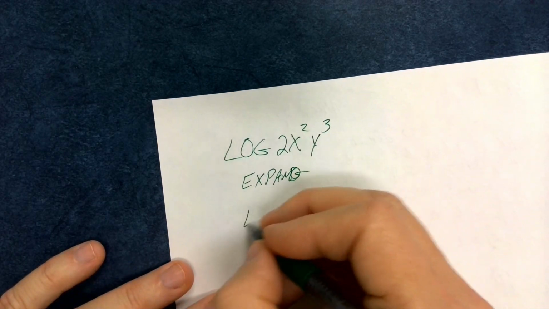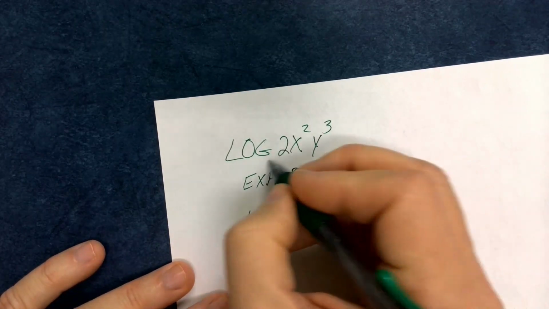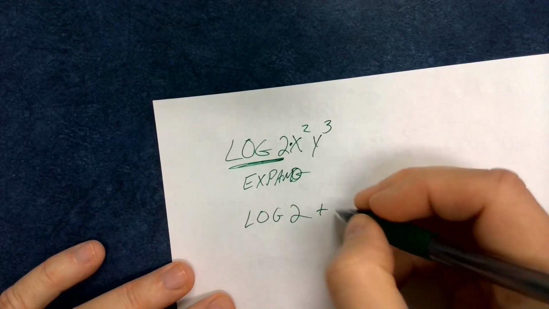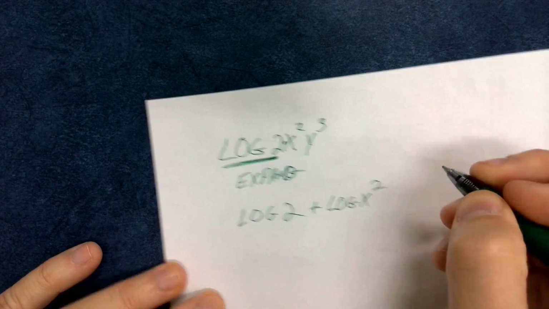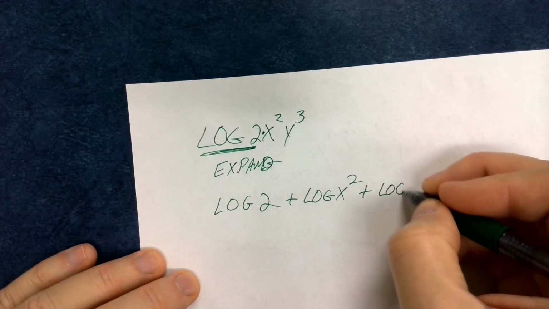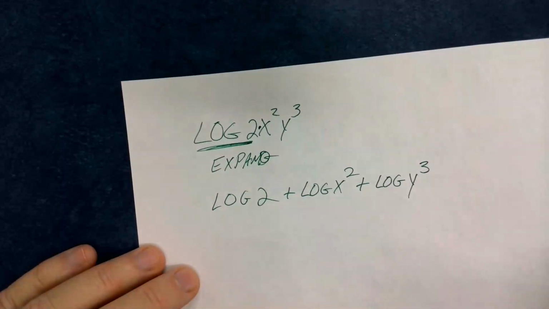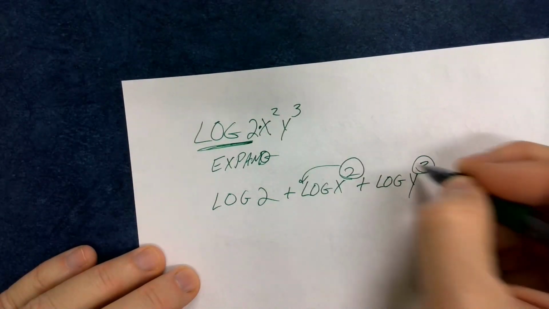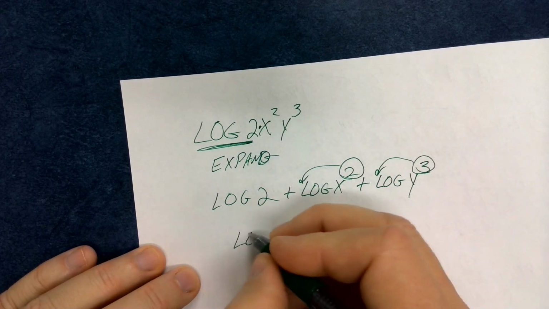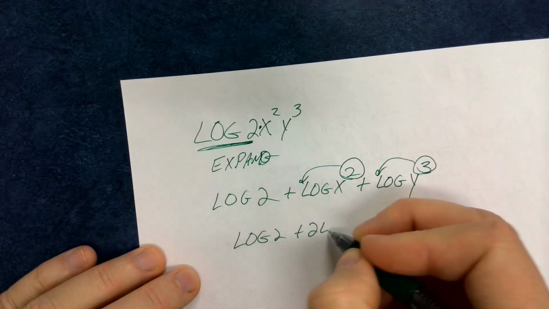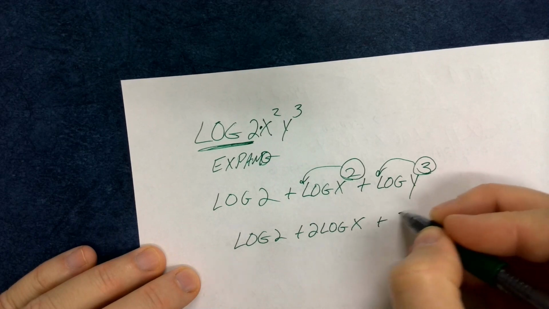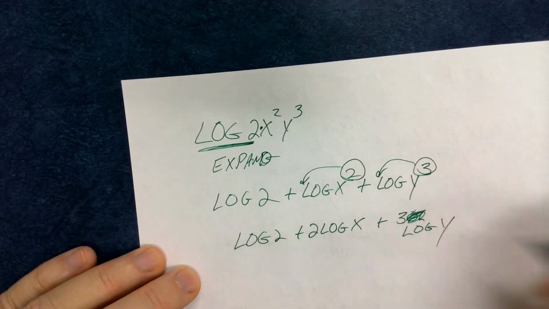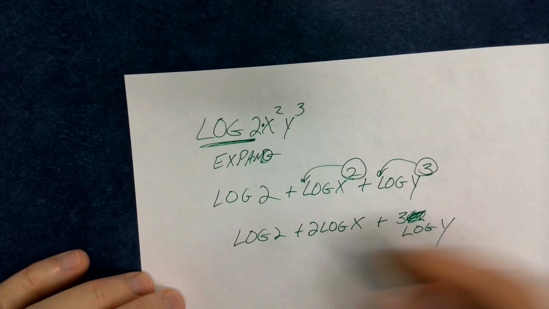Then I know that I have the log of 2, that's from that one, right? And this is multiplication, right? Plus the log of x squared plus the log of y cubed. Then I can take these things and even write them down. So now it becomes the log of 2 plus 2 logs of x plus 3 logs of y. So that would be in expansion.